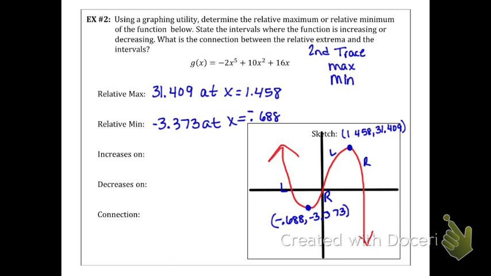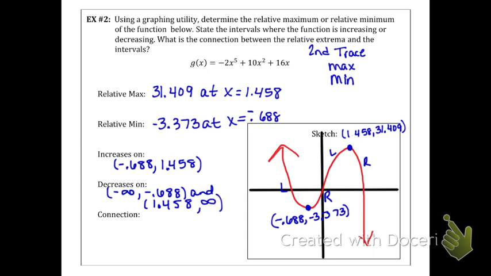And then it increases. We can see that it's increasing in the middle of this graph. So it's increasing from -0.688 to 1.458. It's decreasing from negative infinity to -0.688. And then it's going to be decreasing again from 1.458 all the way to infinity.